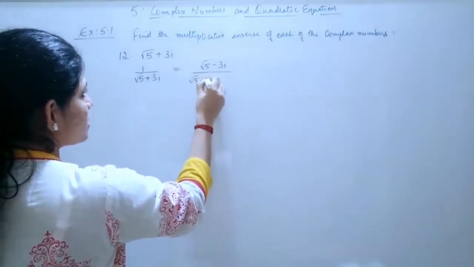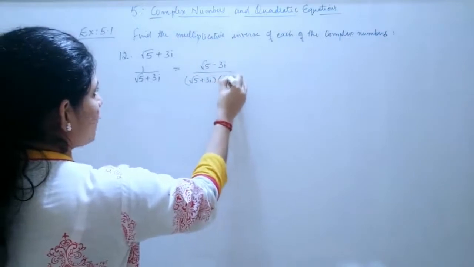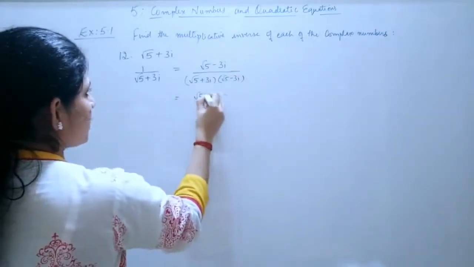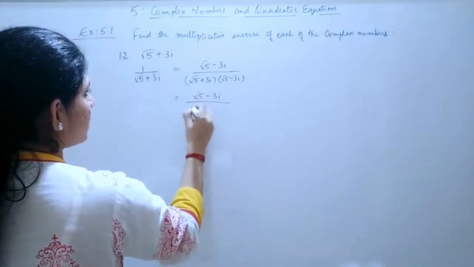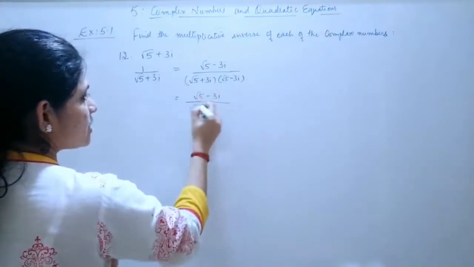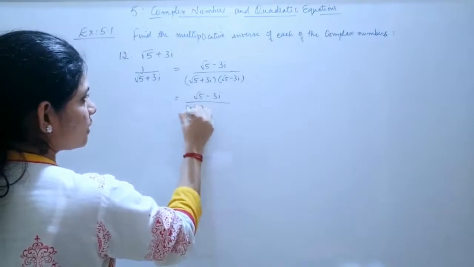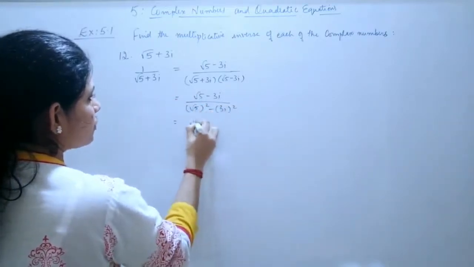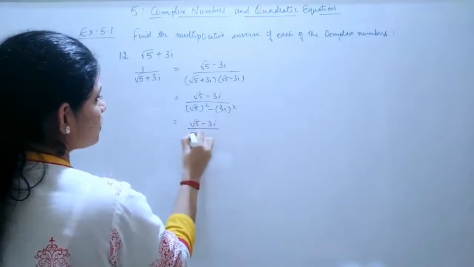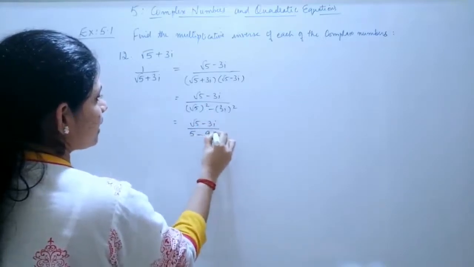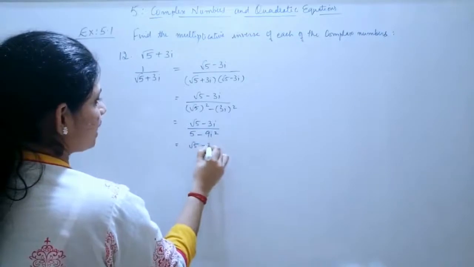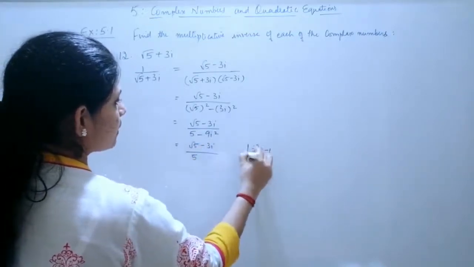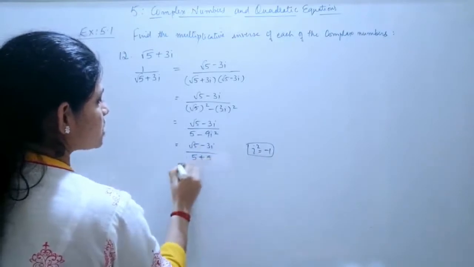So root 5 plus 3i into root 5 minus 3i in the denominator. This is equal to root 5 minus 3i divided by, a plus b into a minus b is a square minus b square. So root 5 the whole square minus 3i the whole square, which will give you root 5 minus 3i divided by 5 minus 9i square, which is root 5 minus 3i divided by 5, i square is minus 1. So we get 5 plus 9, which is 14.